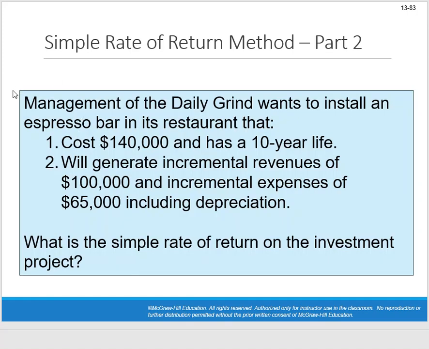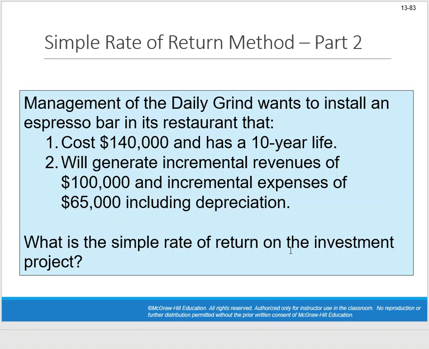So back at the daily grind, management wants to install an espresso bar in the restaurant. It costs $140,000, 10-year life. It's going to generate incremental revenues of $100,000 and incremental expenses of $65,000, which includes depreciation. Now, if we're talking about cash flows, we'd have to remove depreciation from this whole computation because there's no cash involved with that. But this one, we're looking at our incremental net operating income, and therefore that's okay.